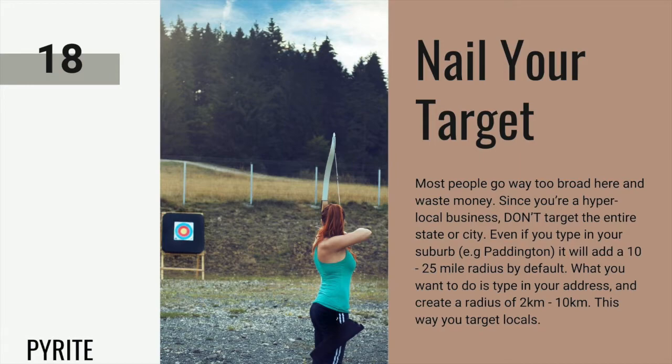What you want to do is type in your address and create a radius of 2 to 10 kilometers. This way, your targets are locals. You're working with locals. You want to be the authority in your local community or wherever it is that you do your business. You do not need eyes 100 miles or kilometers away from where you're doing business. It doesn't make sense. It's so amazing what you can do with ads. The fact that you can really target who you want the eyes to be on those ads and where you're spending your money. So let's get really super local. Let's really figure out where it is that we want to make those sales.